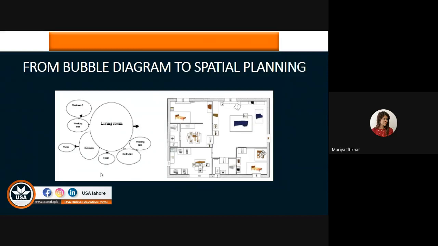So bubble diagram basically, students, helps you to move on to the next phase, which is spatial planning. You can see in this image how the architect has converted this bubble diagram into the spatial planning. Similarly, you have to do the same, because when you do not work on the bubble diagram and you directly move on to the spatial planning phase, then you miss the strong linkages which are to be developed between different spaces. So it is very important for you to first go through this exercise multiple times.